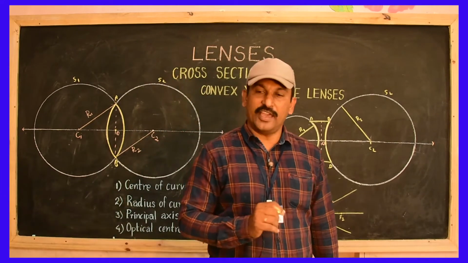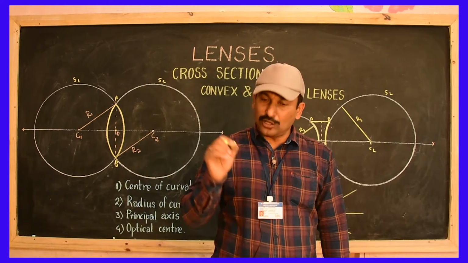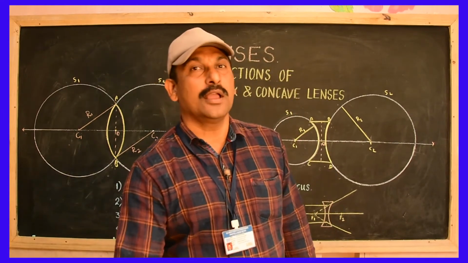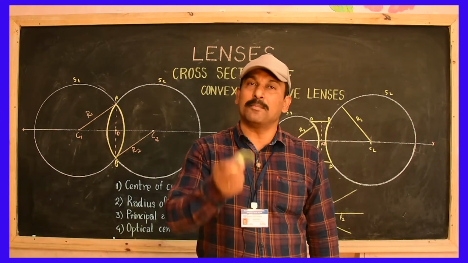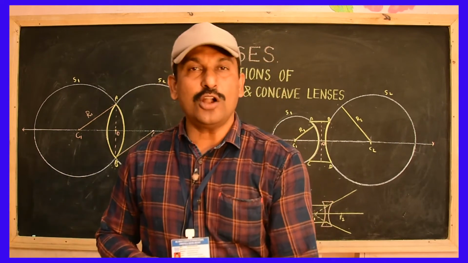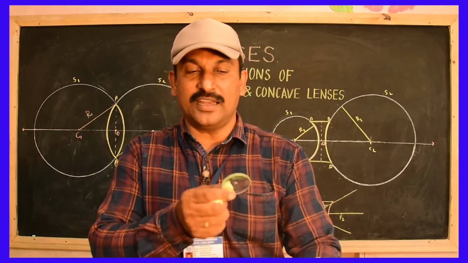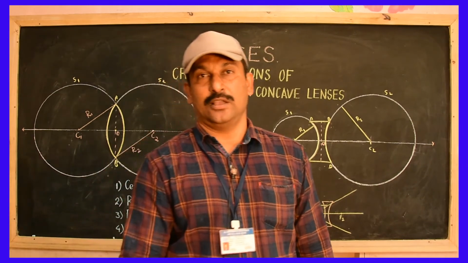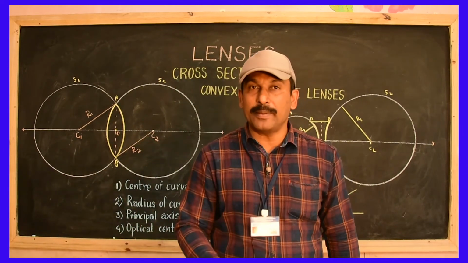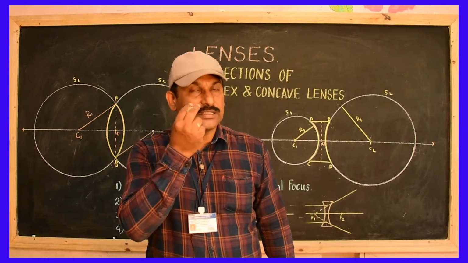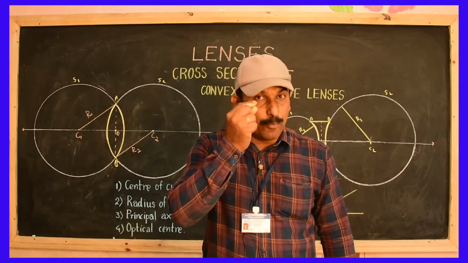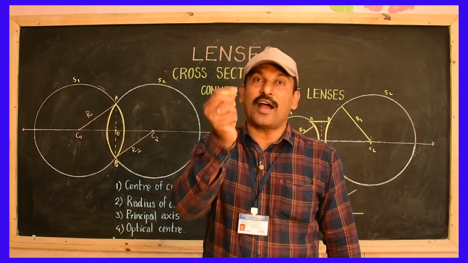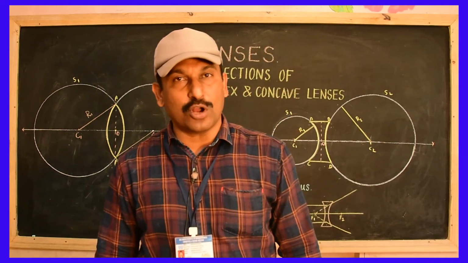Now students, where are these lenses used? These lenses, you might be knowing, people use as a magnifying glass. When you want to read something and magnify it, we use a magnifying glass. There we use lenses. When you go to a watch repairer, he uses a lens that is also a convex lens. He puts it near the eye to magnify the small parts of the watches.